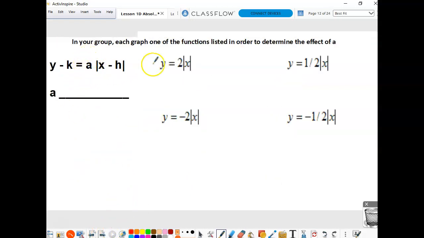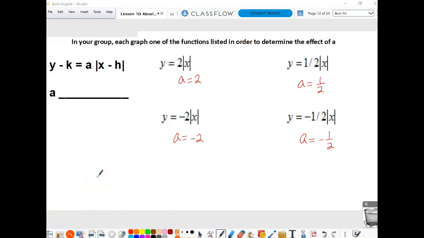Okay. And now we're going to change the a value. So this one is going to be changing that a value. You can see I changed it to a positive 2. So here a equals 2. Here a equals 1/2. In this third one, a equals negative 2. Okay, so we're going to be able to see what a positive and negative do here. And here a equals negative 1/2. So go ahead and graph those 4 on your Desmos, pause the video, and come back when you think you know what a changes.